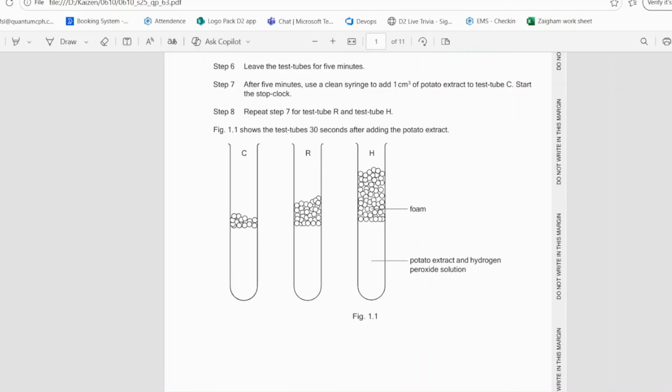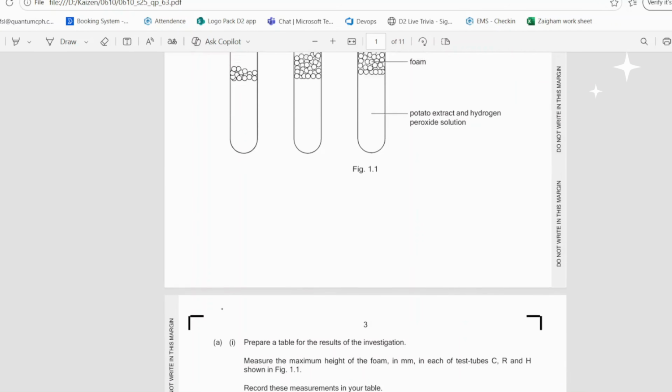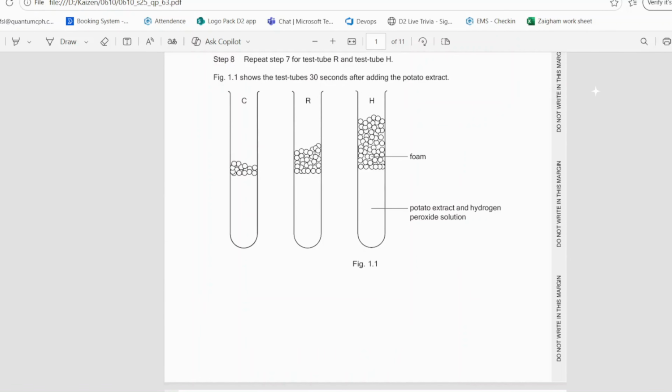Because this is an error, they would ask you further what the error is. No, we will take the highest one, like height. Whatever is at the top, we'll calculate it from the top. Okay, so we'll make a table and there would be two columns.